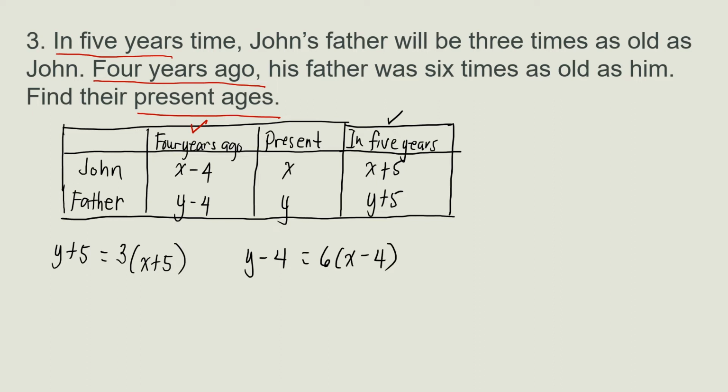We now have two equations, but let's simplify them first before we put them in a system. Let's have the first one. y plus 5 is equal to, distribute 3 times x, that is 3x, 3 times 5, that is 15. Let's put the constant on the right side. So y, transpose 3x, minus 3x, is equal to 15, transpose 5, that would be minus 5. So y minus 3x is equal to 10.